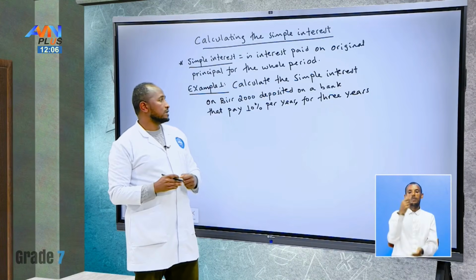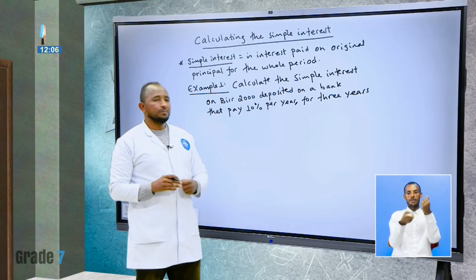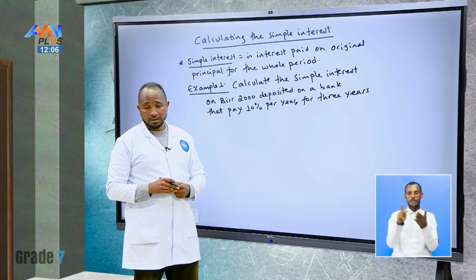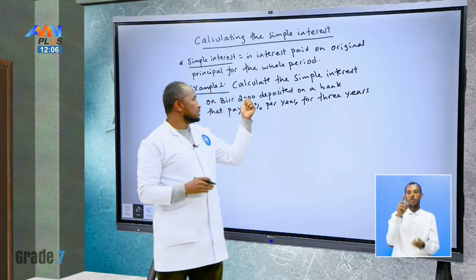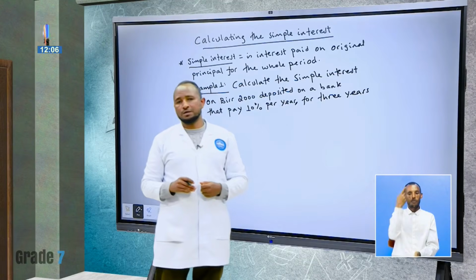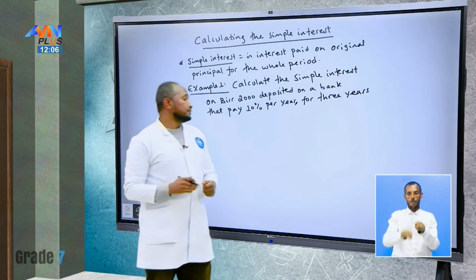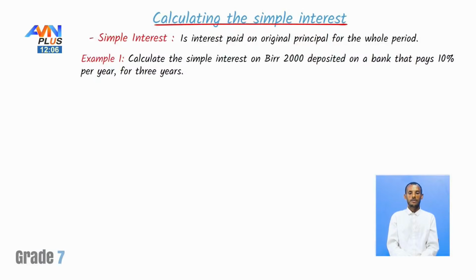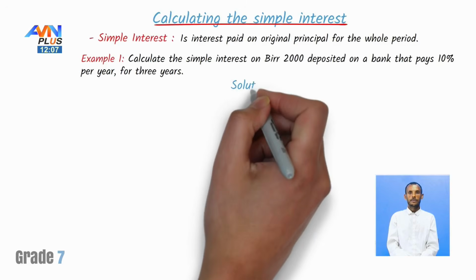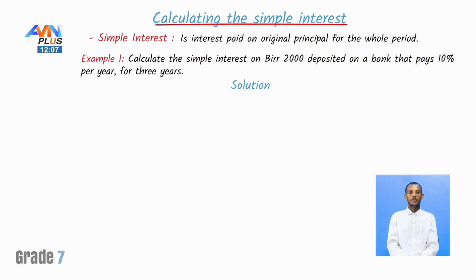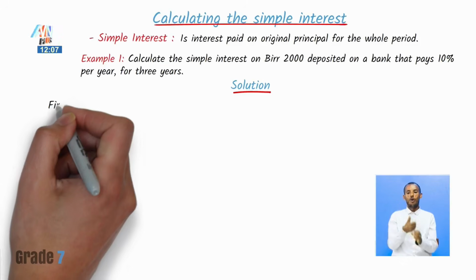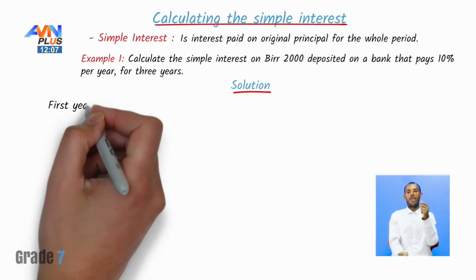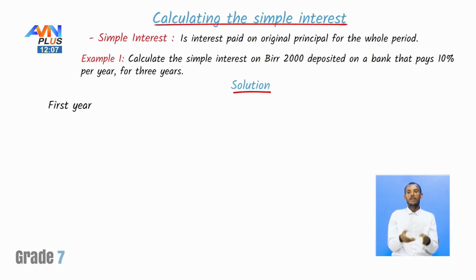It's deposited in a bank. The bank pays you 10% interest rate per year. And you deposit this 2,000 birr for 3 years. So, to calculate this, the interest for each year is the same because it is calculated on original principal only. Therefore, let's try to calculate the interest.